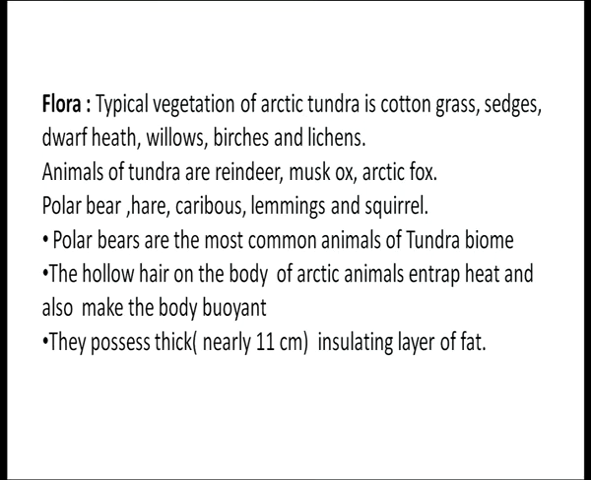The other animals and the plants of the tundra region, especially the plants. The typical vegetation is cotton grass, sedges, dwarf heath, willows, birch and lichens. The animals are reindeer, musk ox, Arctic fox, polar bear, hare, caribou, lemmings and squirrel. The polar bear is the most common animal of the tundra biome.